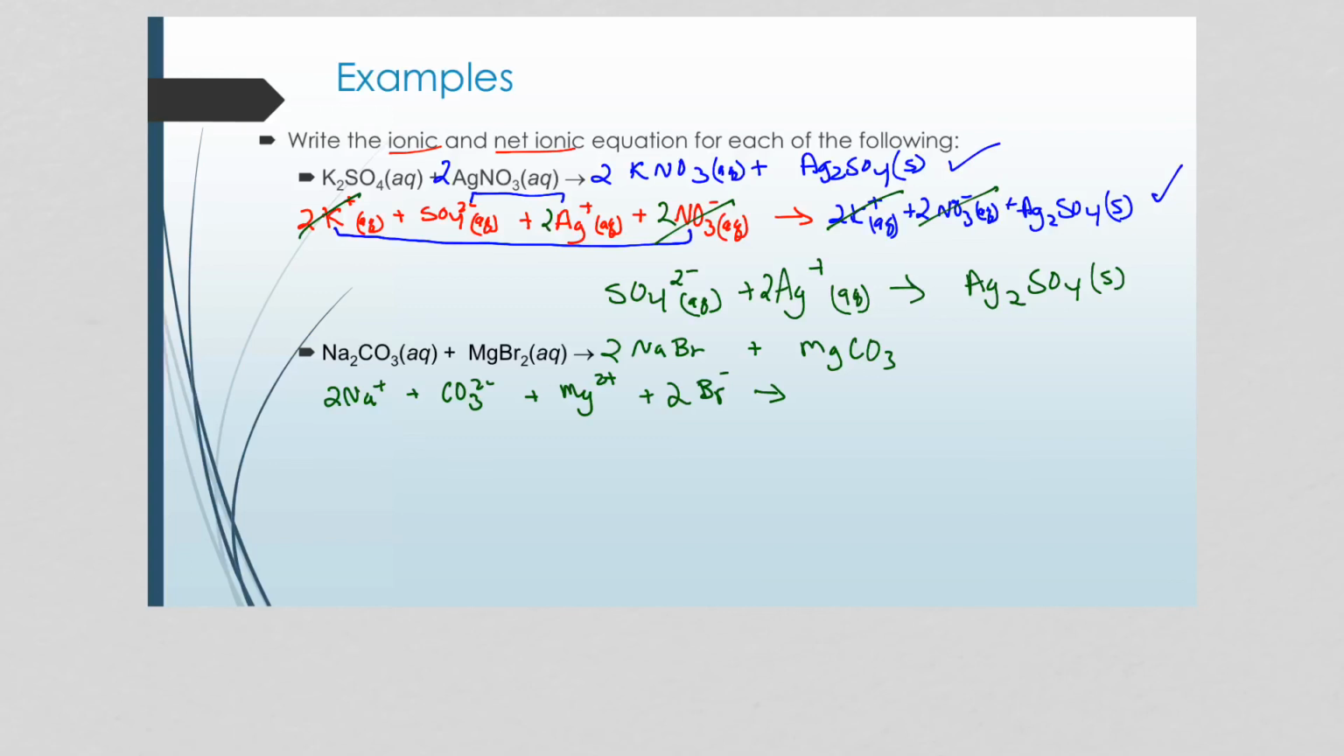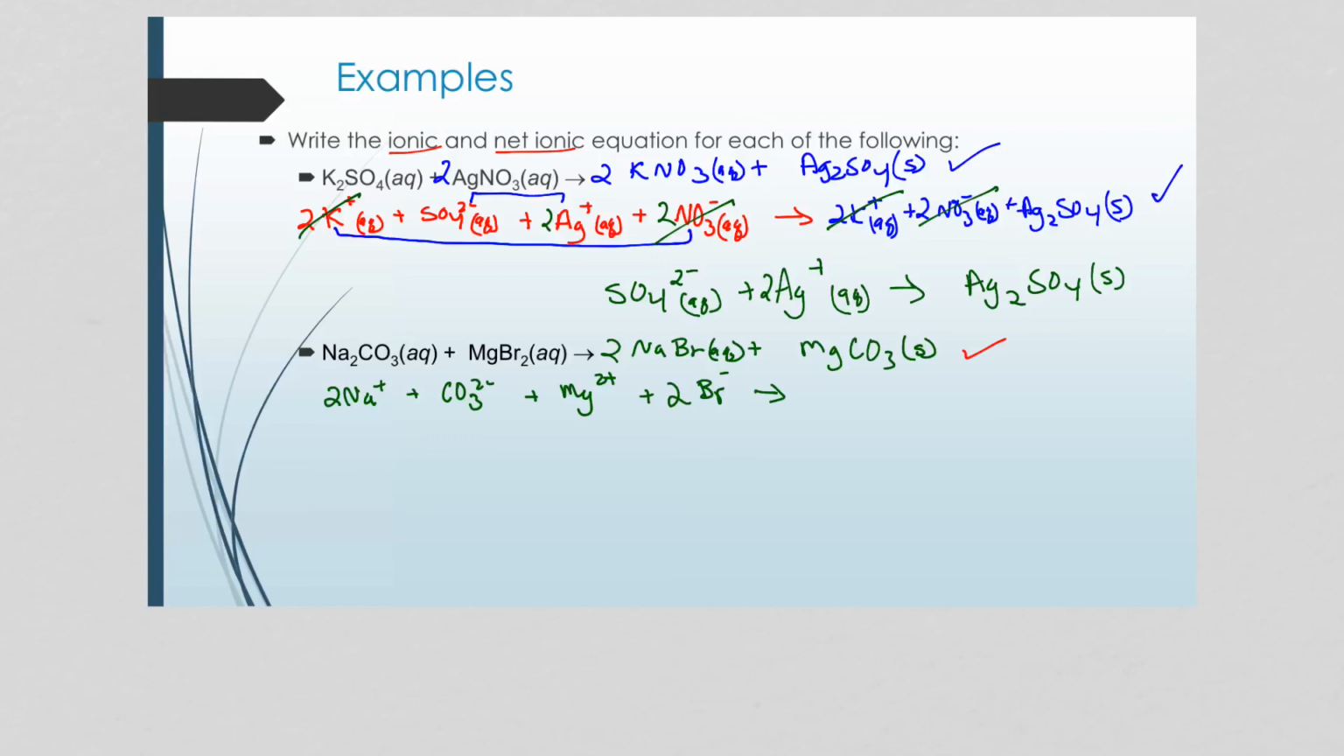Now, I'm not actually going to run through it for this one. I'm trusting now that you can do it. So if I were to look at sodium bromide, it turns out it's aqueous. Magnesium carbonate is not soluble, so it's going to form a solid. So now we have our molecular equation.